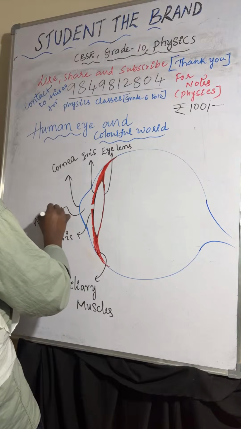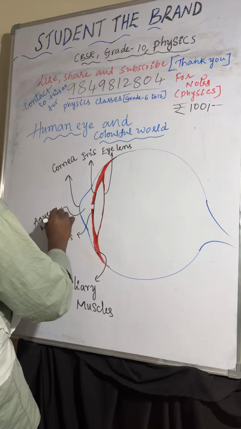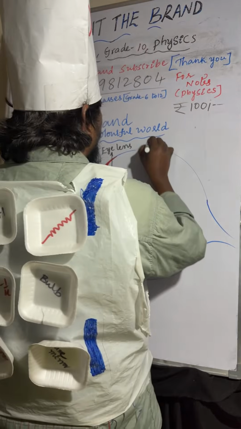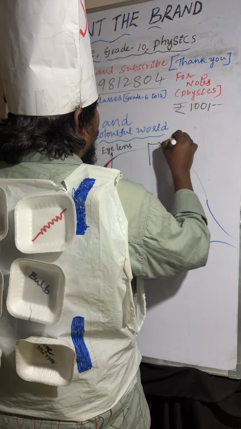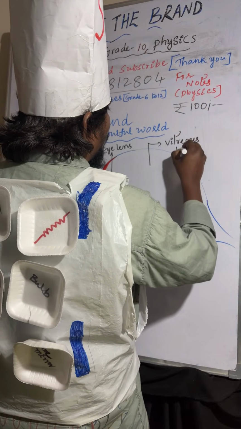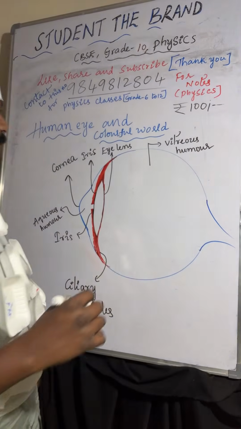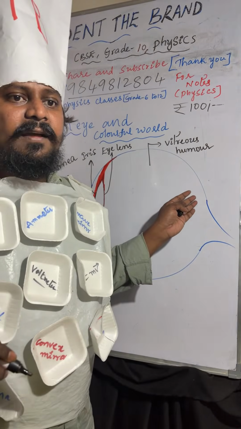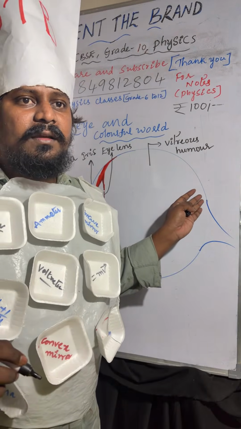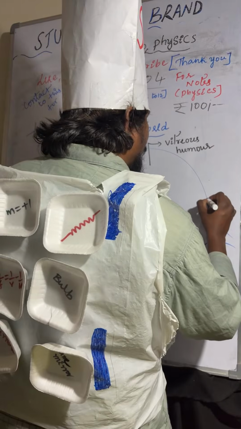Okay, aqueous humor. And this portion is the vitreous humor. And here it is the retina. At this point, the retina will be there. So you can observe here at this point, the retina.